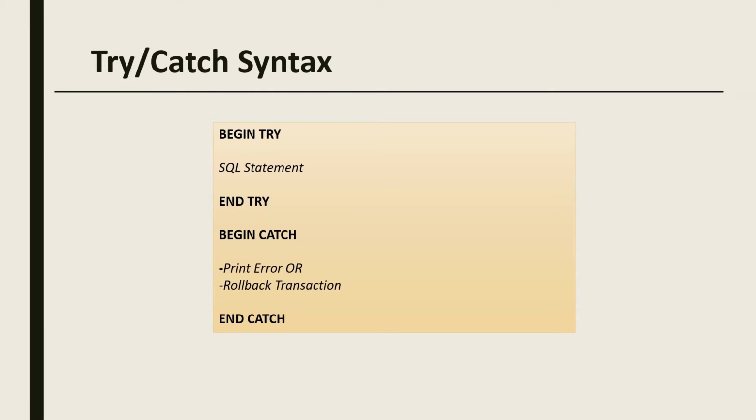The try and catch syntax starts with BEGIN TRY, then the SQL statement comes, followed by the END TRY keyword. Then the catch block starts with BEGIN CATCH, then the print error or rollback transaction is shown, and then END CATCH. The rollback transaction comes under transactions in SQL. Let's understand this try and catch syntax.